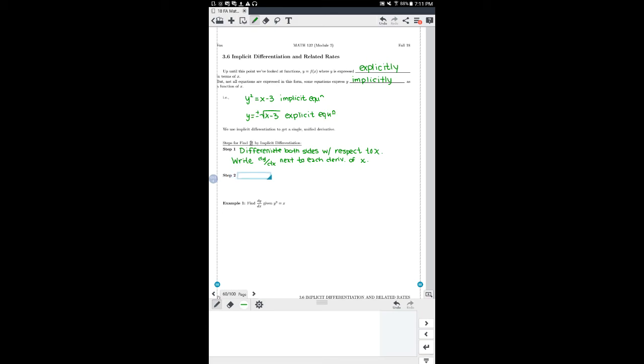The second step is to get that derivative by itself. So we're going to solve for the derivative, dy dx. We want to remember how to solve from algebra. That means we're going to distribute first, combine like terms, and then divide to get the variable by itself. So just some review for solving.